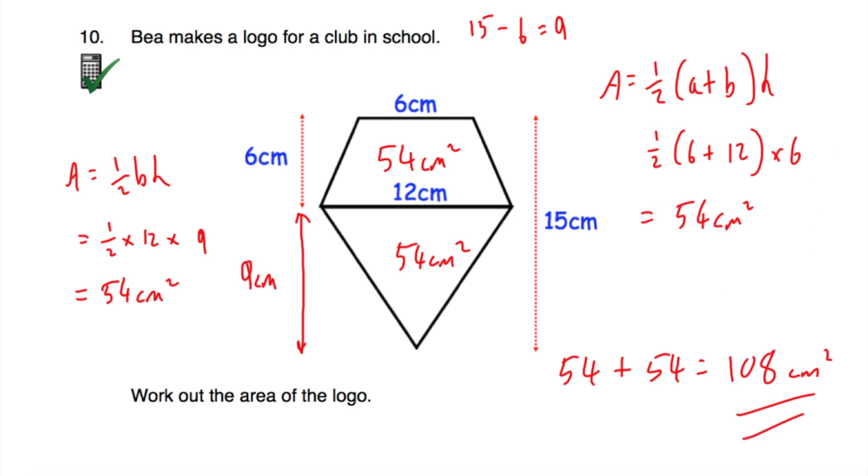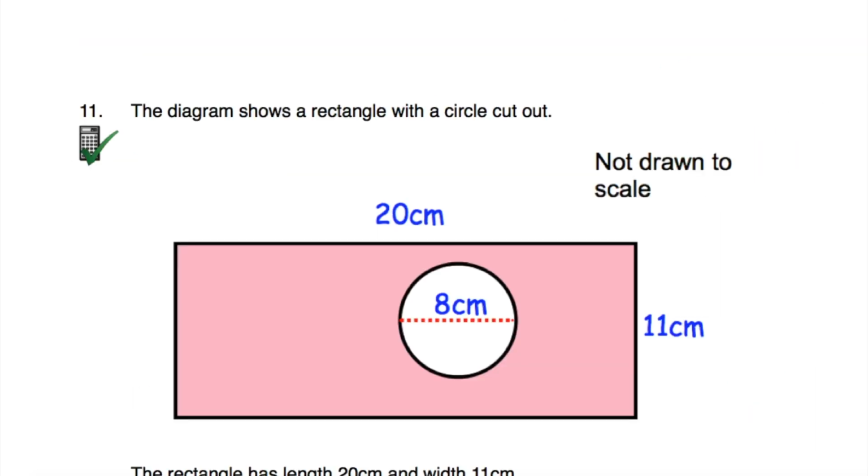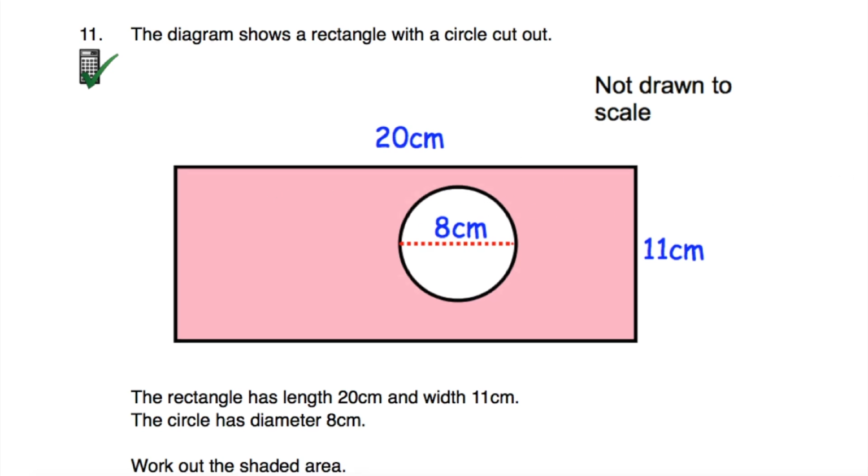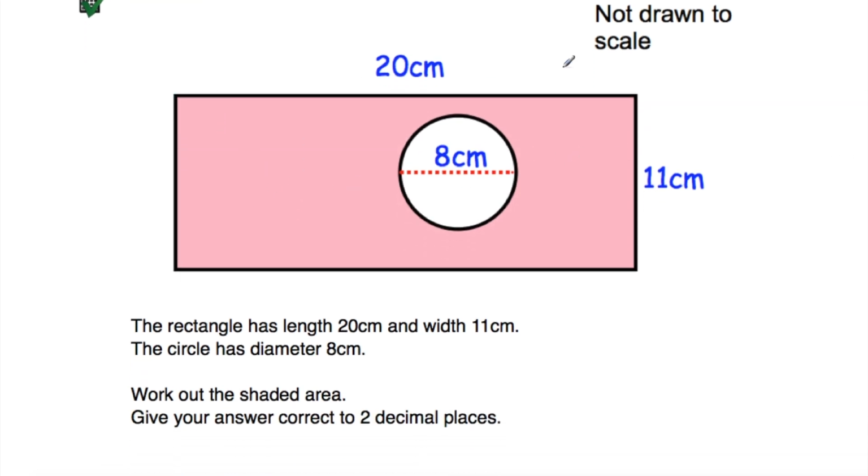Okay, let's have a look at our next question, question number 11. We've got this shape. It says the diagram shows a rectangle with a circle cut out. And it says the rectangle's got a length of 20 centimeters and a width of 11 centimeters, and the circle's got a diameter of 8 centimeters. We've been asked to calculate the shaded area.